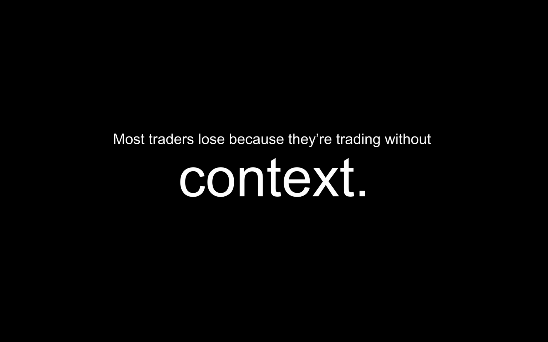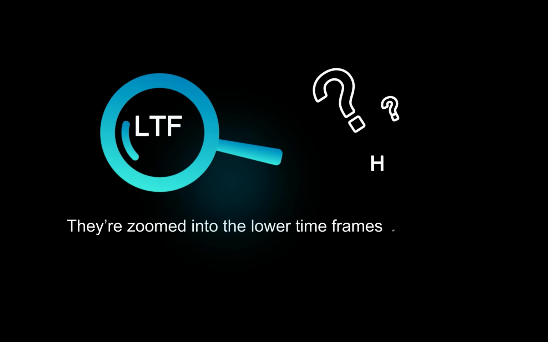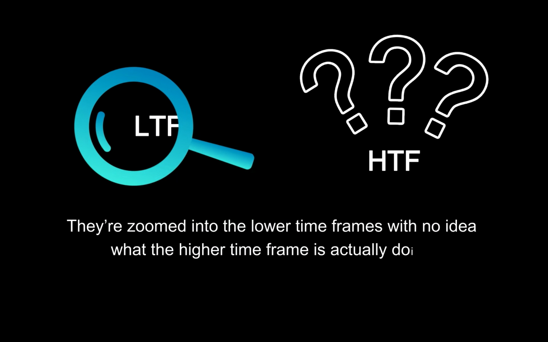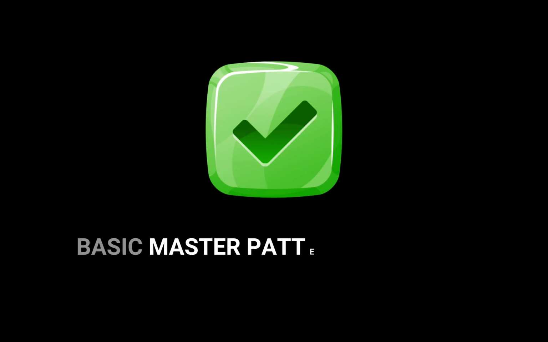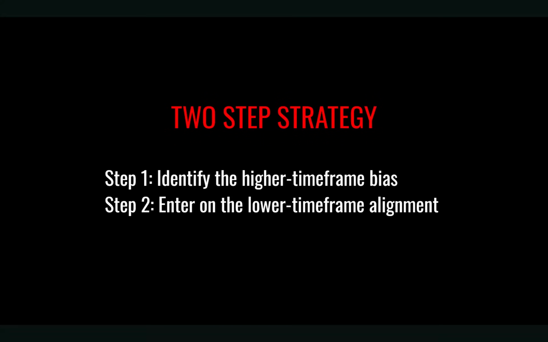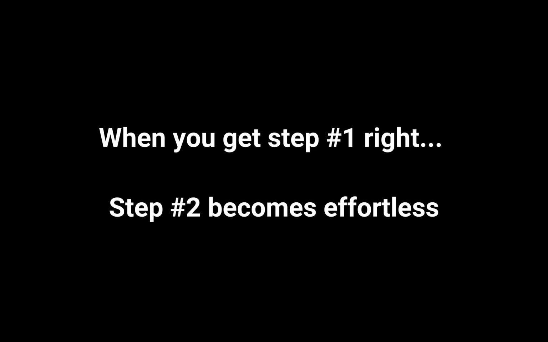Most traders lose because they're trading without context. They're zoomed into the lower time frame with no idea what the higher time frame is actually doing. But with the master pattern strategy, this becomes simple because there are only 2 steps. Step number 1, identify the higher time frame bias, and step number 2, enter on the lower time frame alignment. That's it. When you get step 1 right, step 2 becomes effortless.